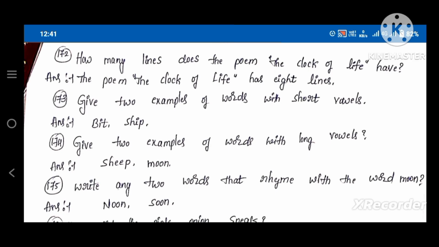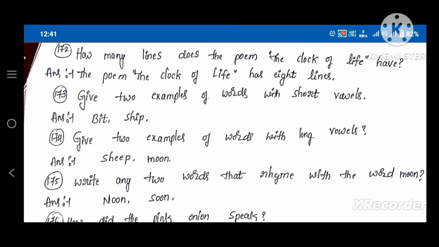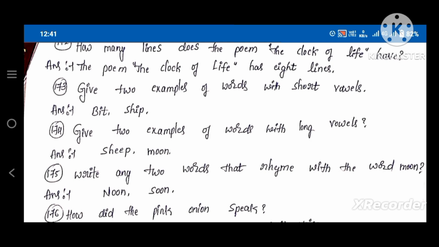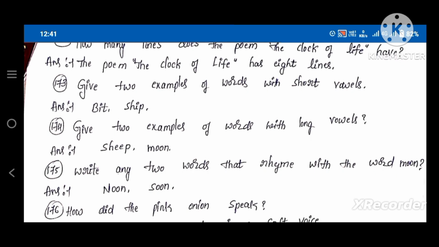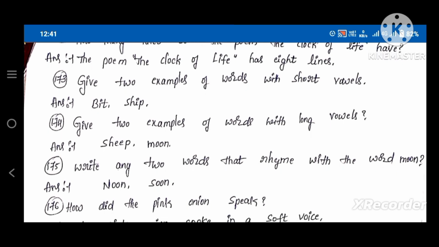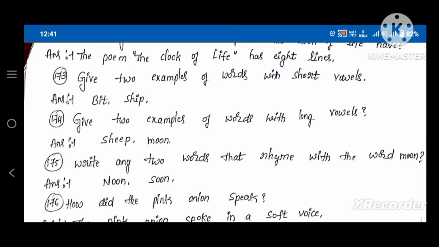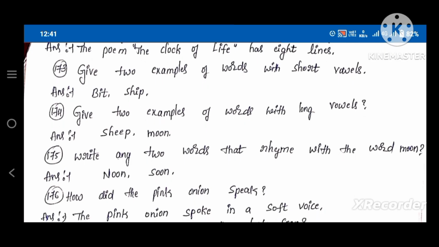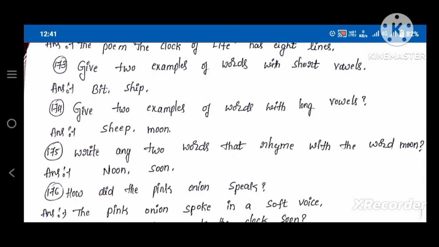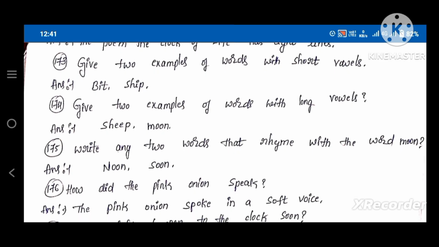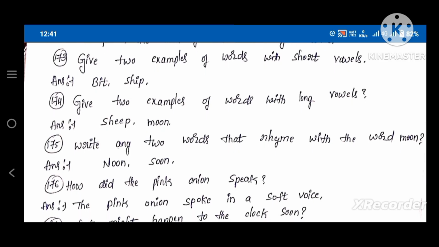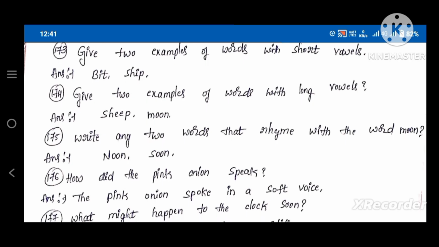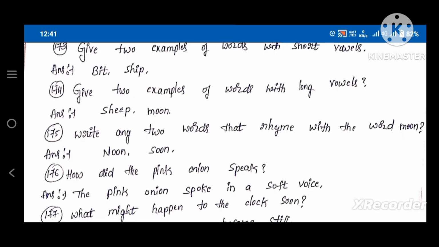How many lines does the poem The Clock of Life have? The poem The Clock of Life has 8 lines. Give 2 examples of words with short vowels. Bit, ship. Give 2 examples of words with long vowels. Sheep, moon. Write any 2 words that rhyme with the word moon. Noon, soon. How did the pink onion speak? The pink onion spoke in a soft voice.